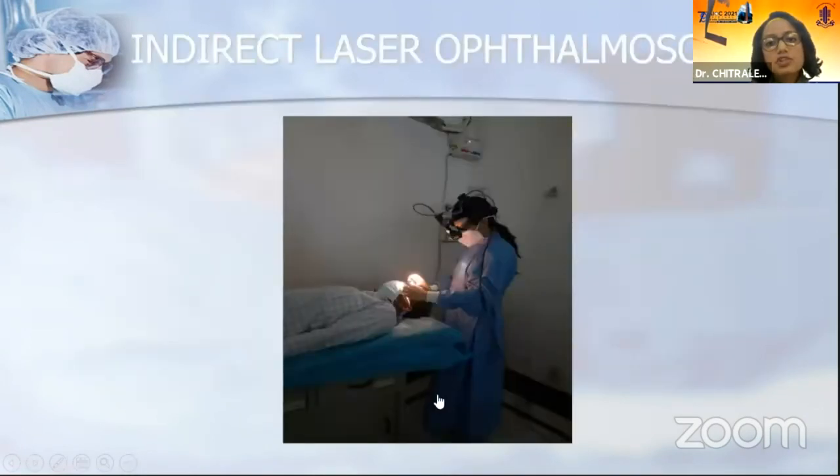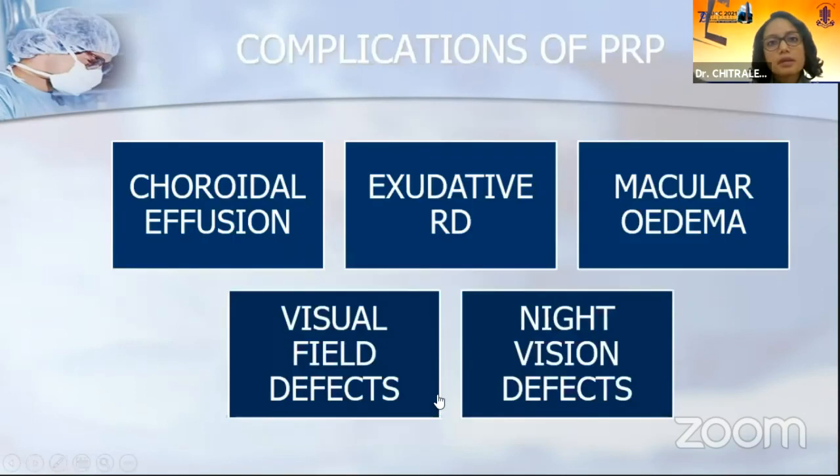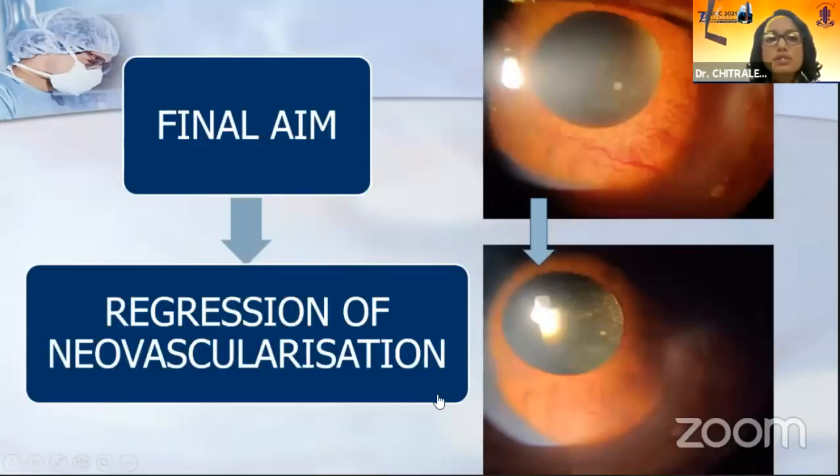Indirect laser requires the patient to be in the supine position. A few complications are choroidal effusion and macular edema, which are due to the inflammation of the laser treatment itself and can be avoided by dividing the treatment into multiple sittings. Visual field effects and night vision defects are unavoidable side effects, and the patient needs to be counseled before the informed consent.